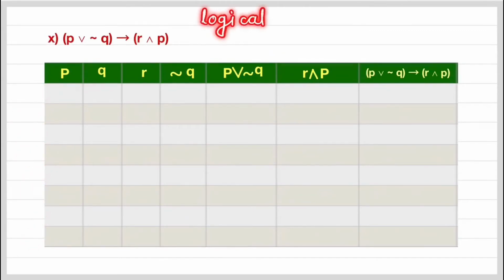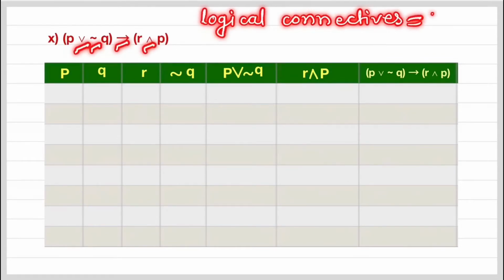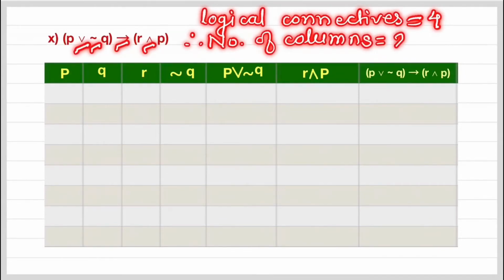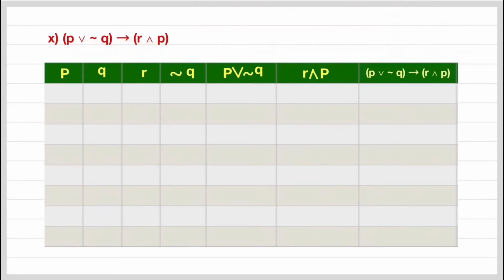How many logical connectives? Count it. 1, 2, 3, 4. 4 logical connectives. Therefore, 4 plus number of statements, 4 plus 3 is equal to 7. 7 columns and 8 rows. 1, 2, 3, 4, 5, 6, 7. 7 columns. First column is for P.